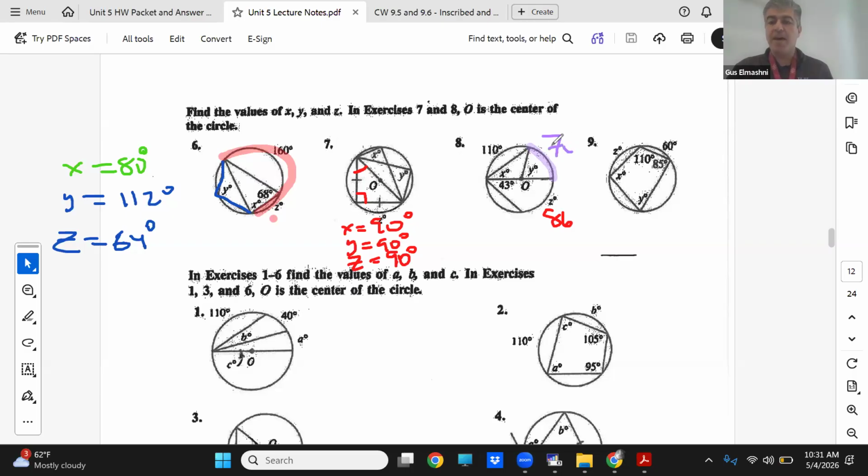Yes, this is 70 because this is 110, right? Because you got a semicircle going on there. So Y is a central angle because its vertex is at the center. So Y is totally 70. And then X is an inscribed angle intercepting 70, therefore X is 35. So X is 35.